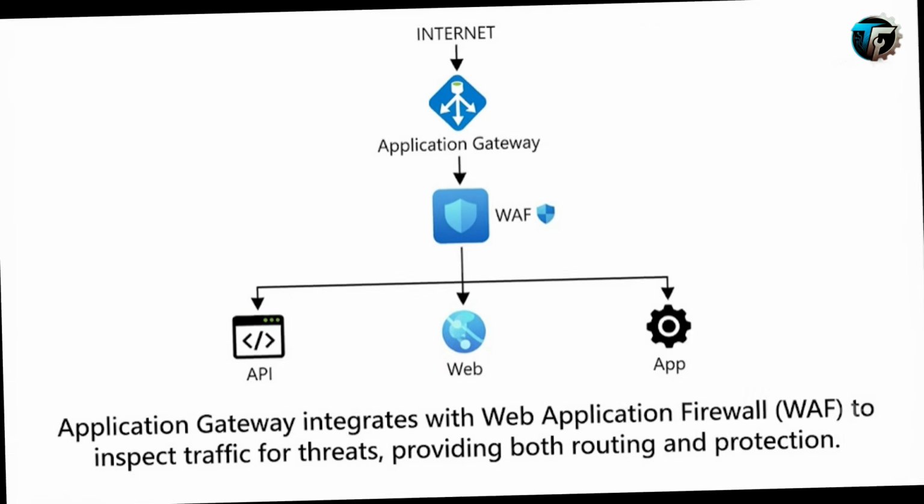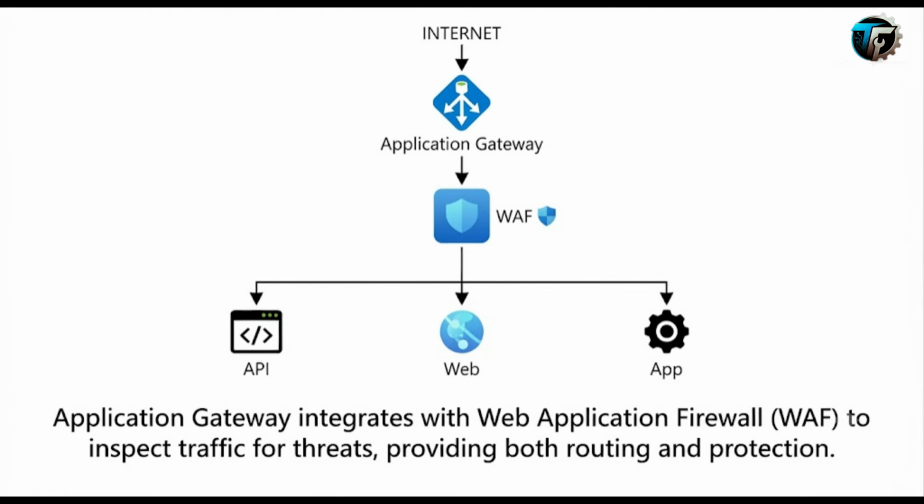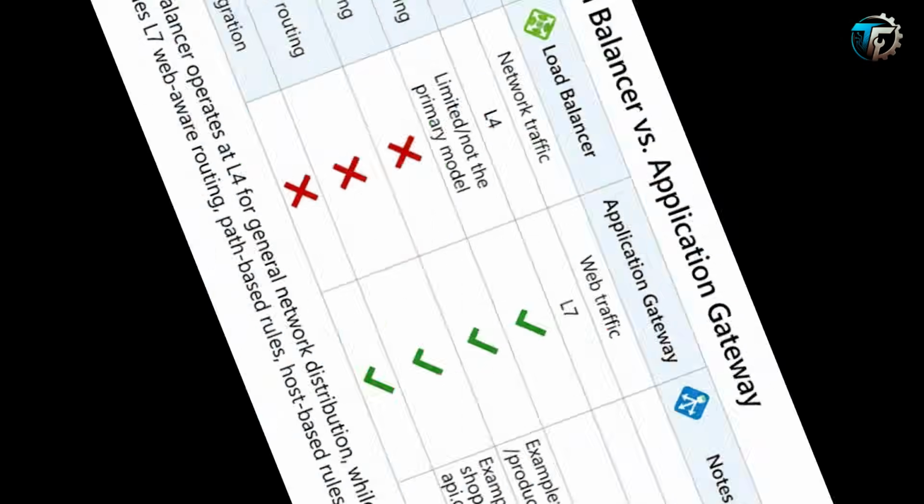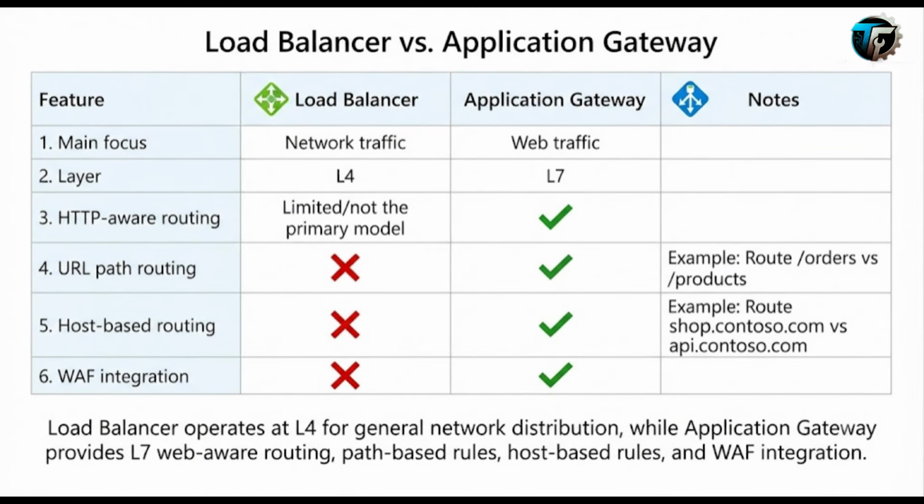Now let's add security. Application Gateway can integrate with Web Application Firewall. The WAF can inspect web requests for common application layer threats. This gives us a powerful architecture: application routing plus web application protection. And because we've already covered Azure WAF in an earlier episode, this is a perfect example of how previously learned services connect together.